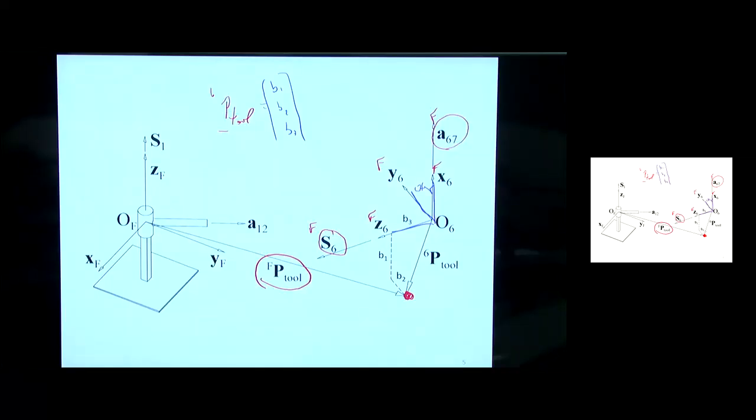And they're going to have units of length, like inches or meters or feet. Okay, so I look at that and say, wow, I know a lot of stuff. I know the desired place where I want the tool point to be. And I know, oh, I can see them here.